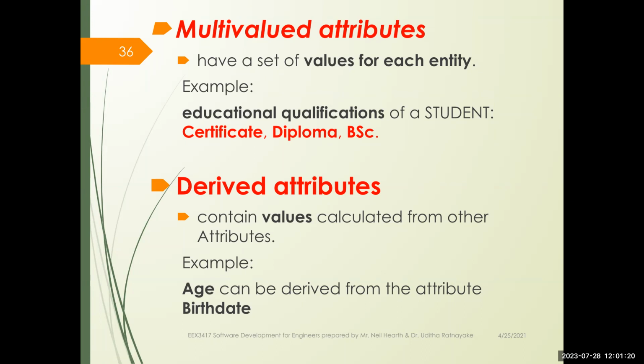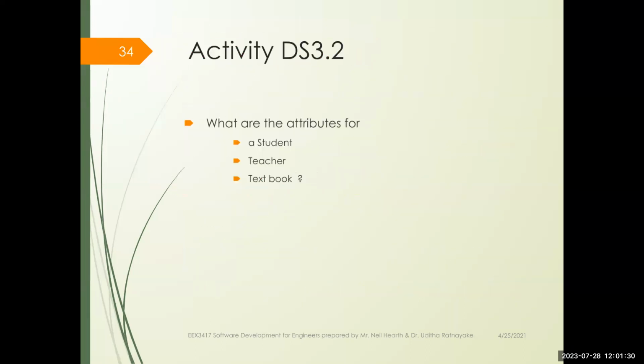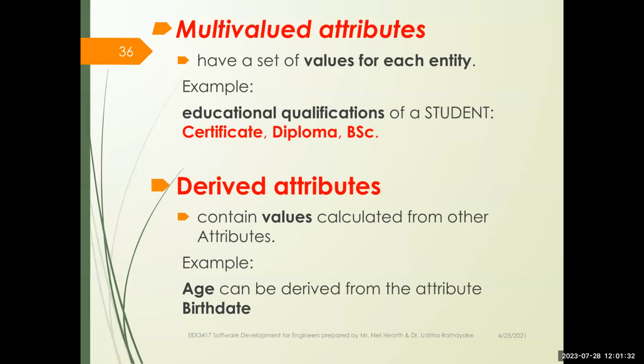Derived attributes. Derived attributes come from this birth date. Birth date is a simple attribute, and age we can get by calculating from the birth date to the system date. That will give the age. So age is derived from this birth date.